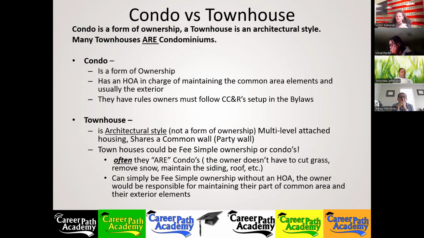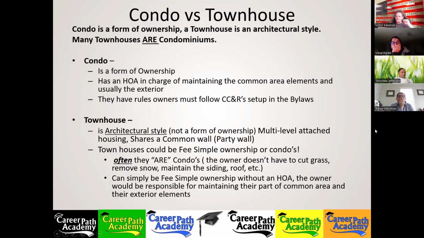Townhouse is an architectural style. It's multi-level attached housing that shares a common party wall. Okay? That's the difference between townhouses and condos. Now, I said you can't tell if a townhouse is a condo or not simply by looking at it.